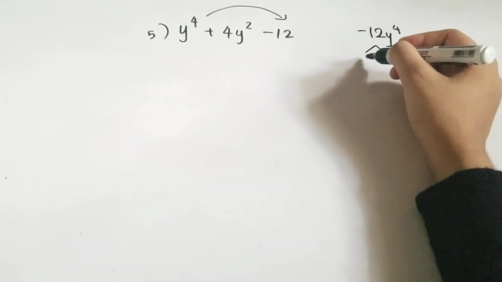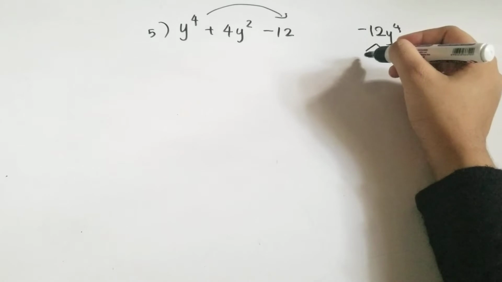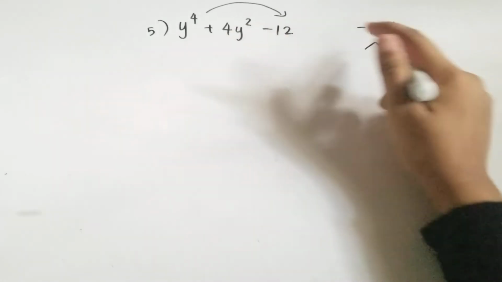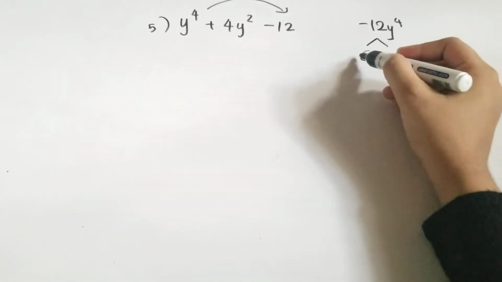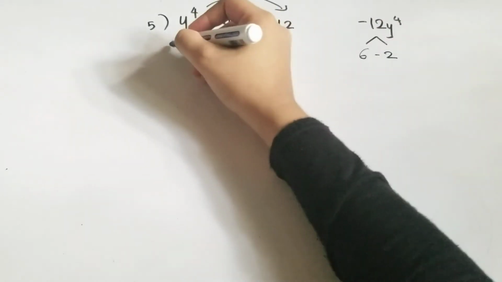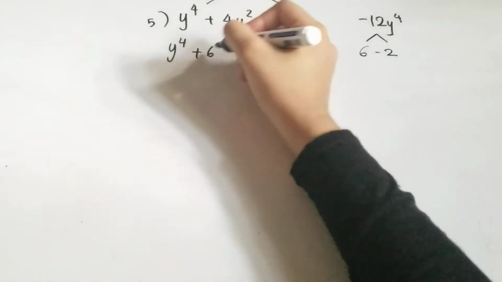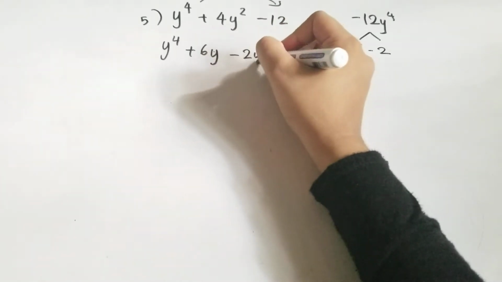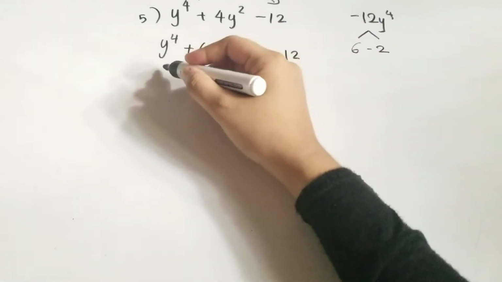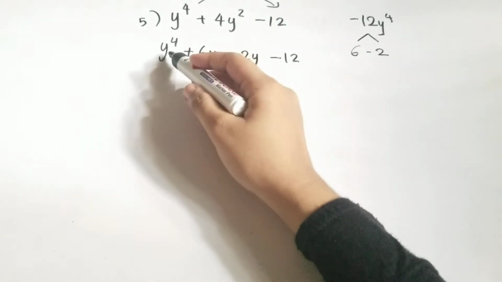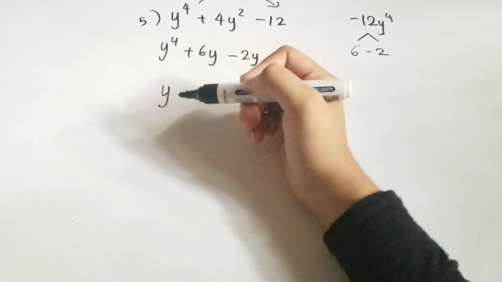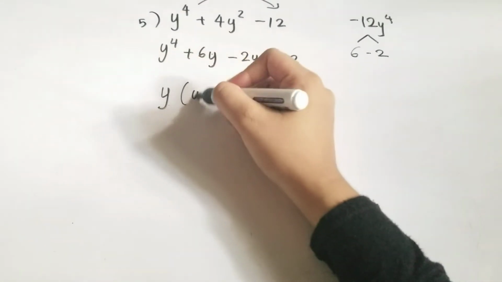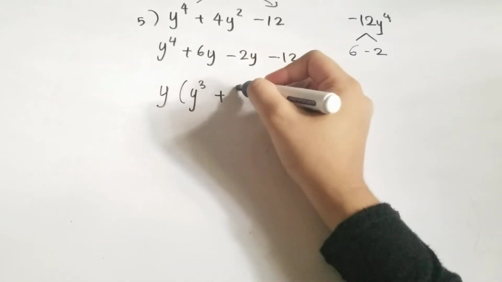So 12 means, how to get 12, 3 and 4, but we can't take that because we need 4 here. So we can take 6 and 2 because 6 minus 2 is 4. So y to the power 4 plus 6 plus 6y minus 2y minus 12. So here you have to see the common factor. You have to take the common factor, that is y is common. So if we take y to the power 3 plus 6.